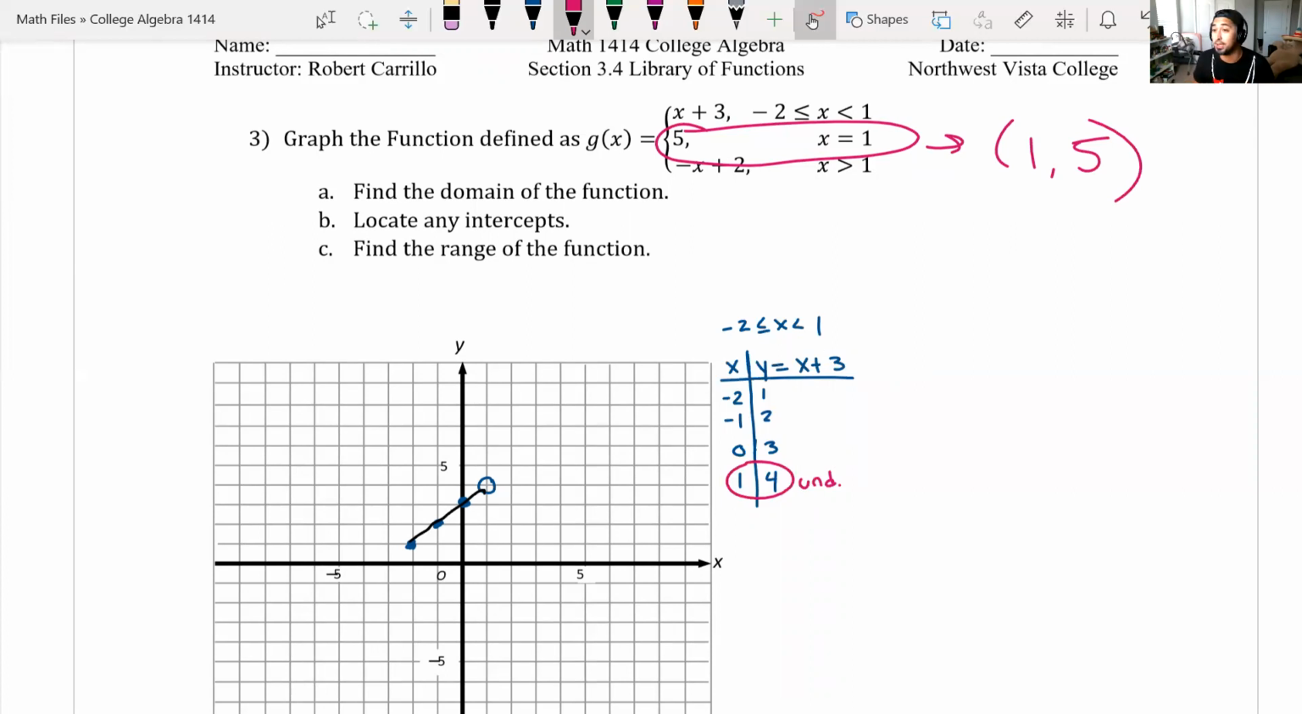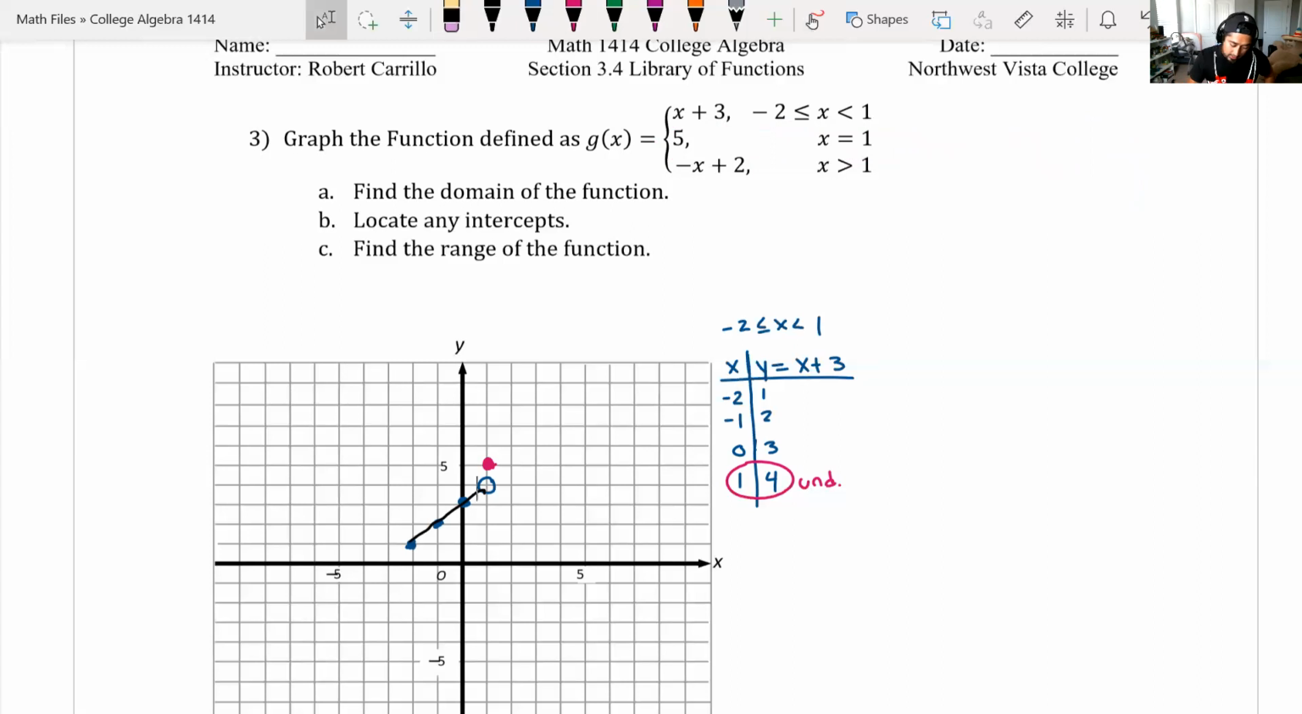So go ahead and plot that point. And since it says x can equal 1, this point will be closed. So 1, 5. That's it. Not that crazy, right?